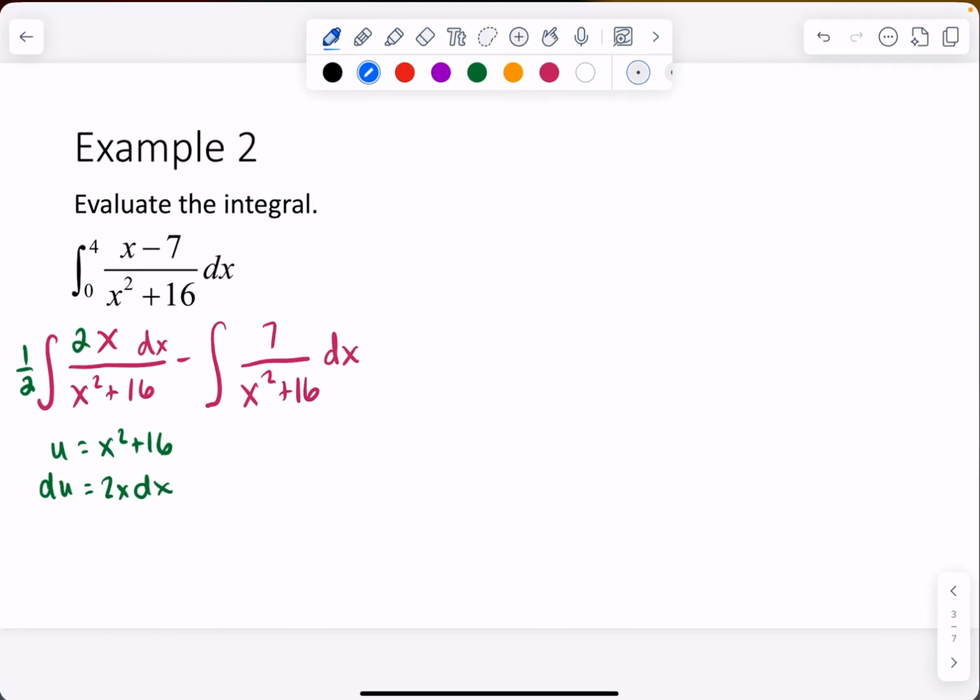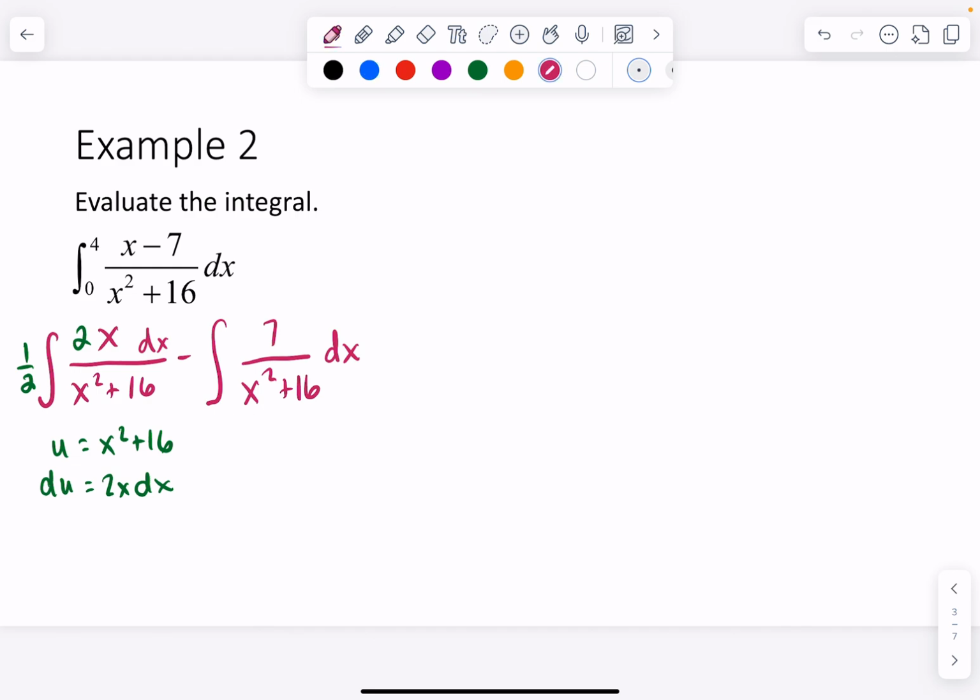So then eventually that turns into the integral of du over my u. And don't forget the 1/2 that you had. Okay, so now that other one, the one next to it.